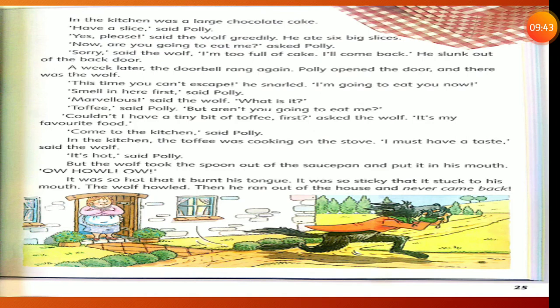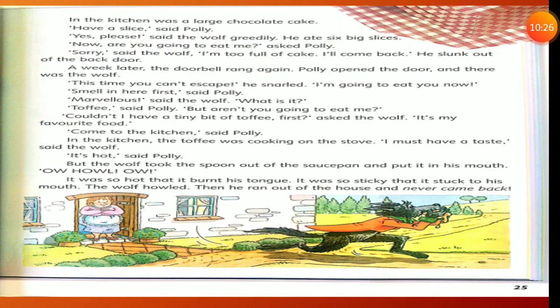A week later, the doorbell rang again. Polly opened the door, and there was the wolf. "This time you can't escape," he snarled. "I'm going to eat you now." "Smell this first," said Polly. "Marvelous," said the wolf. "What is it?" "Toffee," said Polly. "But aren't you going to eat me?" "Couldn't I have a tiny bit of toffee first?" asked the wolf. "It's my favorite food." "Come to the kitchen," said Polly.